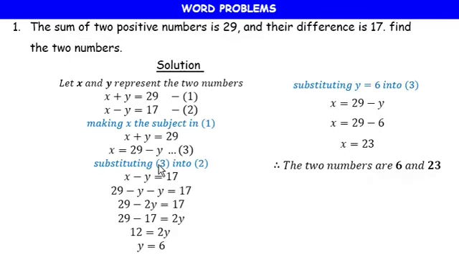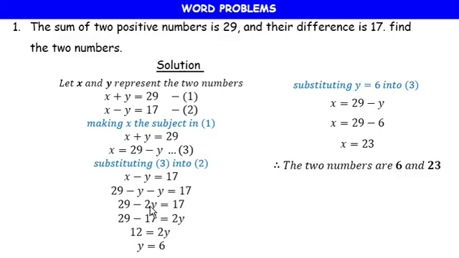Then we'll substitute equation 3 into equation 2. So x minus y is equal to 17. That is equation 2. So it means that wherever we see x, we are going to replace it with 29 minus y. So here we have 29 minus y minus y is equal to 17. So minus y minus y gives us minus 2y. So we have 29 minus 2y is equal to 17.